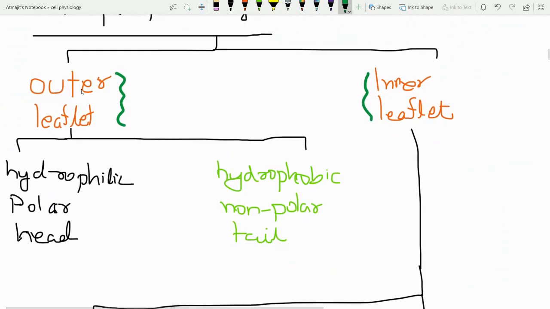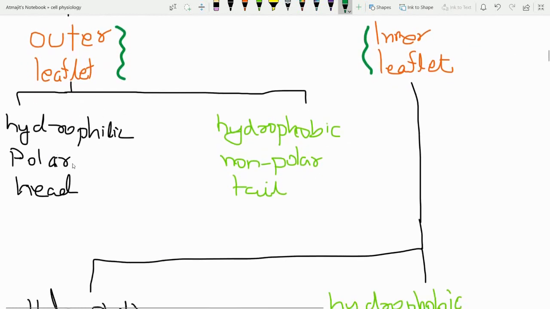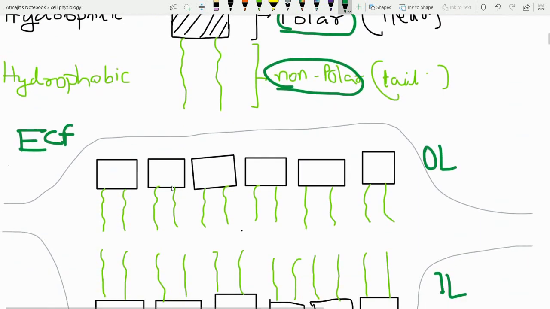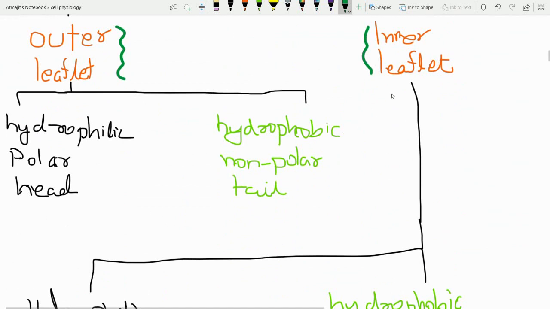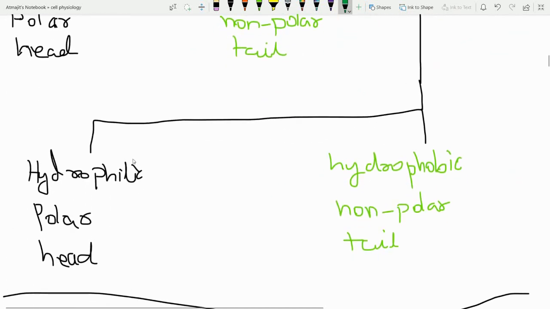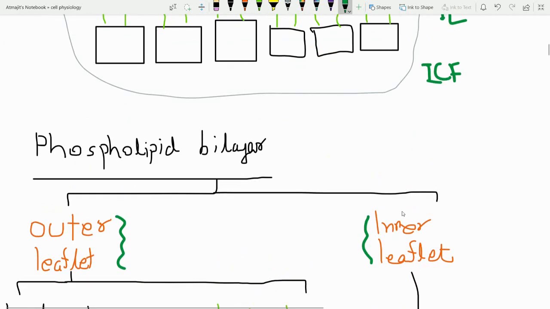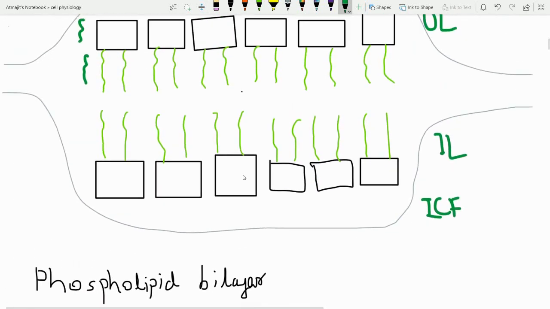First, we will consider the outer leaflet. The outer leaflet has a hydrophilic polar head and a hydrophobic non-polar tail. In the inner leaflet also, there is a hydrophilic polar head and a hydrophobic non-polar tail. Here in the inner leaflet, this is the hydrophilic head and the hydrophobic tail.